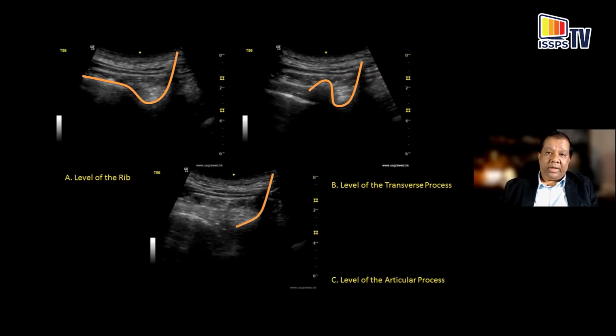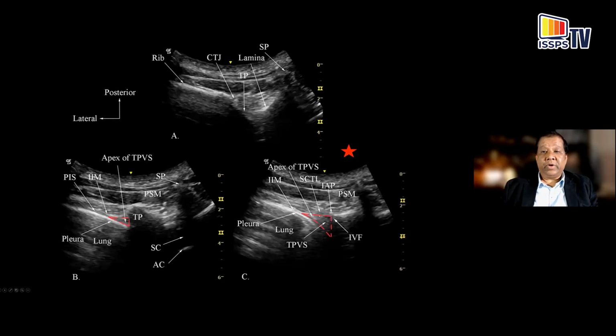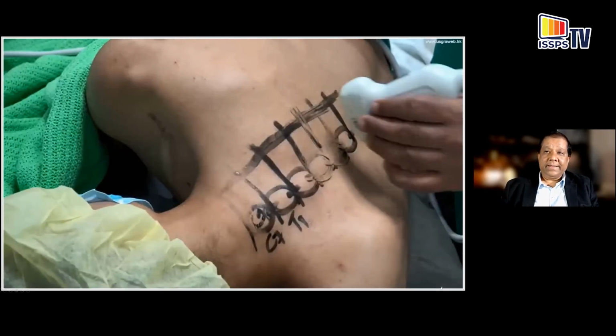And then you can acquire the articular process window. And once you know the articular process, in your mind's eye, you would know where the paravertebral space is located. As you can see in this sequence of videos, this is the rib level, this is the transverse process level, and this is the articular process level, where you can see this paravertebral space in this anatomical area here. So this is the triangular paravertebral space that is our target for injection at the articular process level.